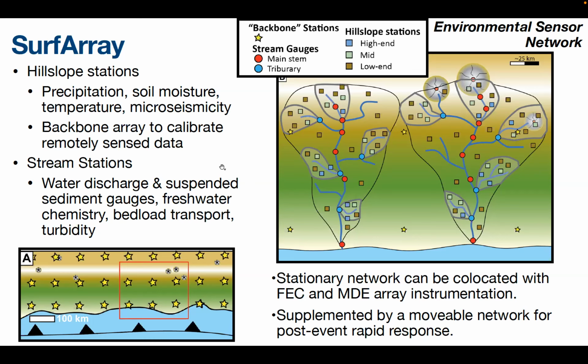We also have stream stations. And so these are going to measure things like water discharge and suspended sediment, freshwater chemistry, bed load transport, and turbidity. So we have a backbone array, which is shown on the bottom left, that will have a low end hill slope station. But then we also have two tricked out watersheds that are very heavily instrumented that can give us information about all the data sets that I listed on the left.